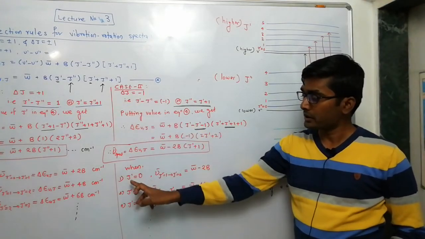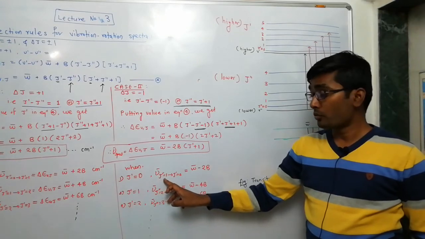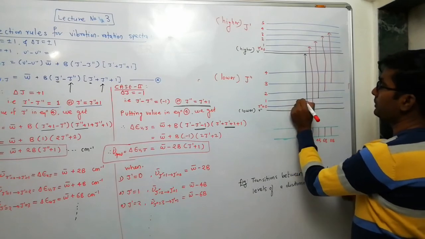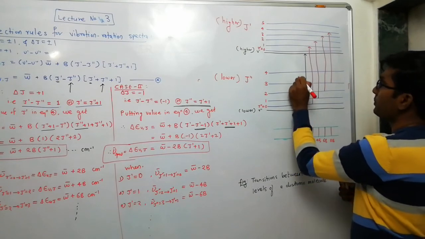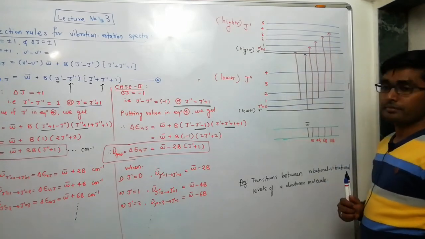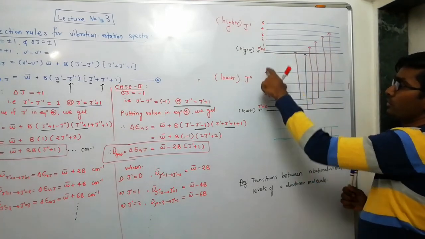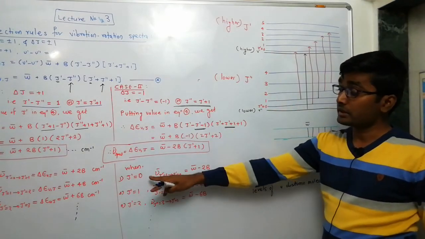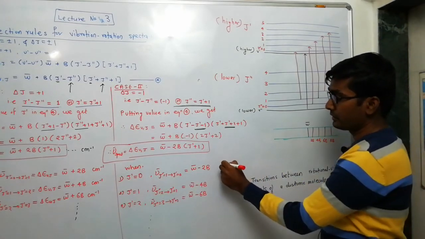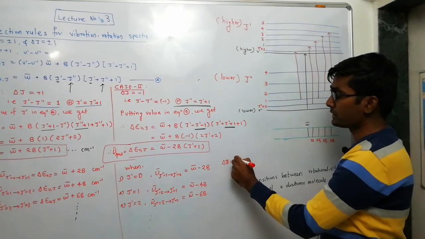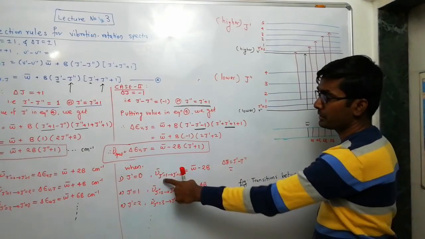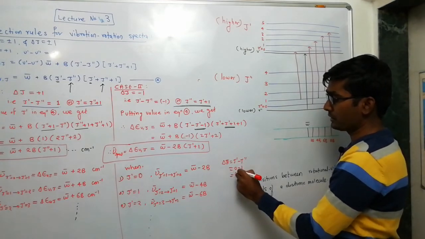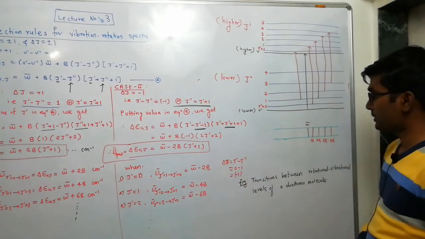Now come to case number 2. Delta J equal to minus 1, transition from J double prime 1 to J prime 0. Here, J double prime 1 to J prime 0. Delta J is equal to J prime minus J double prime, so J prime is 0 minus J double prime 1 is equal to minus 1. So delta J equal to minus 1. In this way the value is given.